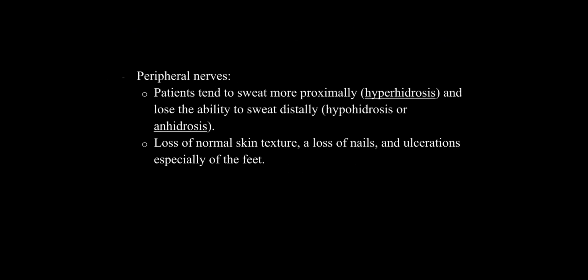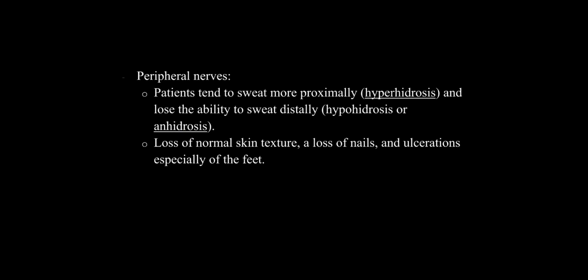Autonomic fibers in the peripheral nerves are affected. And so patients tend to sweat more proximally. That's called hyperhidrosis. Not the proximal part. This just indicates too much sweating. And they lose the ability to sweat distally in their hands. So that's a hypohidrosis, and I think anhidrosis is a term that's more commonly used. So an alteration in sweating.